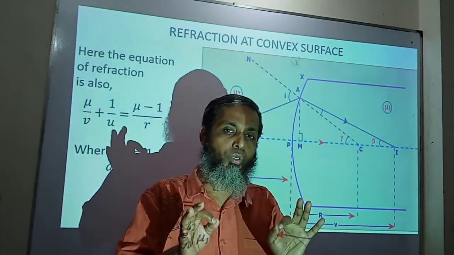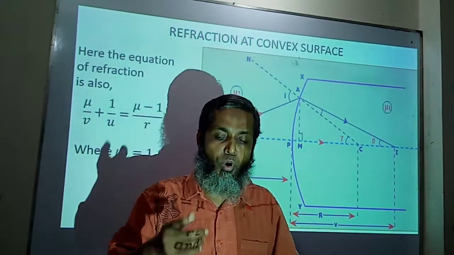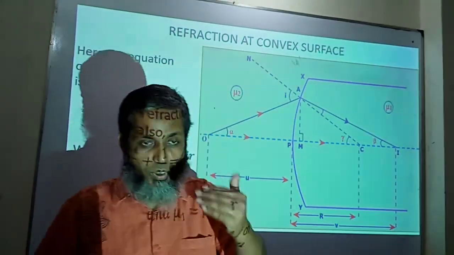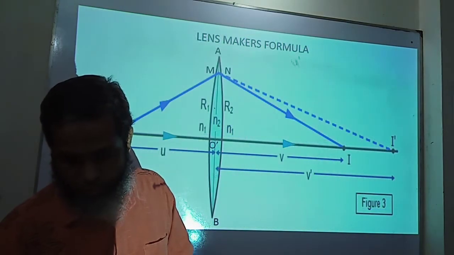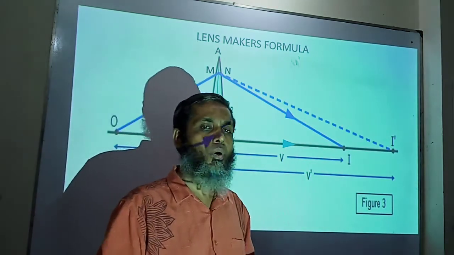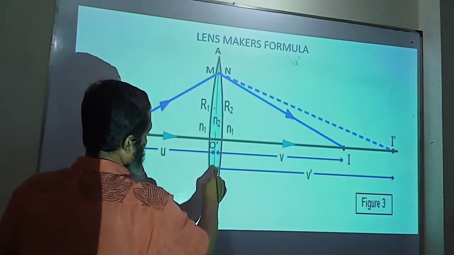That is the same equation for refraction at the spherical surface, whether it is concave or convex. Now we will go for the lens maker's formula. What is called a lens? We know a lens is a transparent medium. Here we see the lens.